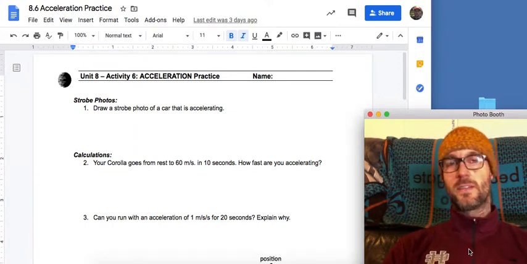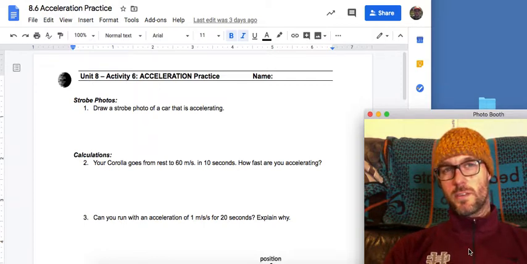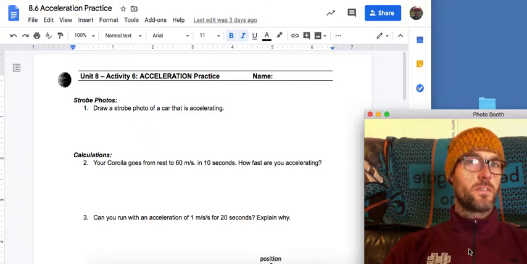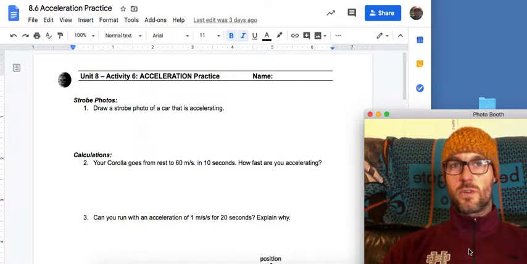This is 8.6. It's what we call acceleration practice. As you can imagine, it's practice with acceleration graphs, calculations, maybe even a strobe photo. Spoiler alert, it's right there. This is just a quick, simple walkthrough to get you started on the right foot.